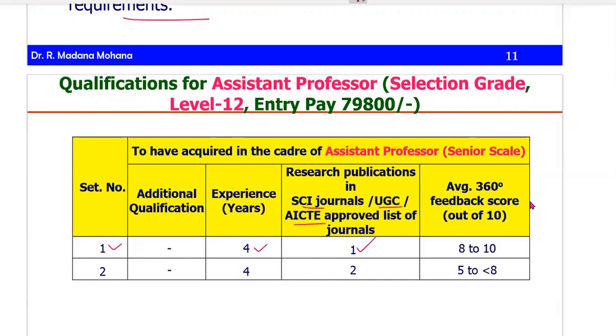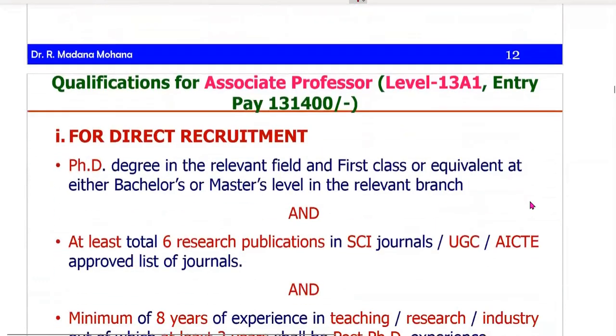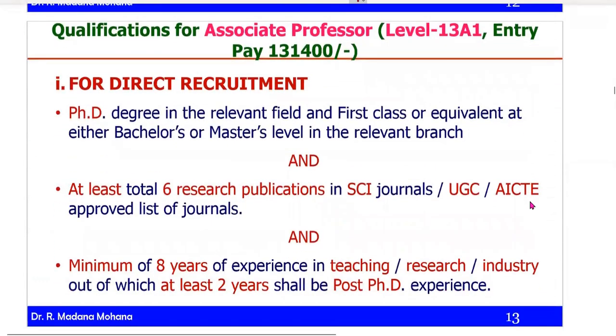Then average 360 degrees feedback out of 10, 8 to 10, that is set 1. Or set 2 with total 4 years of experience, minimum 2 publications, then the feedback is 5 to less than 8. If publications are more, the feedback relaxation is there. If publications are less, the feedback minimum 8 to 10. So any one set of requirements needs to be satisfied in addition to the above two conditions. So then coming to qualifications for associate professor.